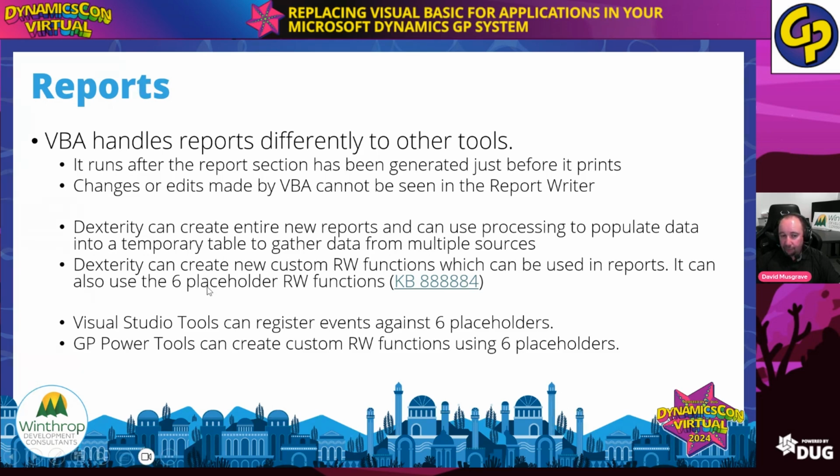We can also use the placeholder custom RW functions as described in this KB article that allow you to place other data or perform other functions from the reports. Visual Studio Tools can register against those same placeholder RW functions, and that's how GP Power Tools also creates custom RW functions, which allows it to return data from other locations.